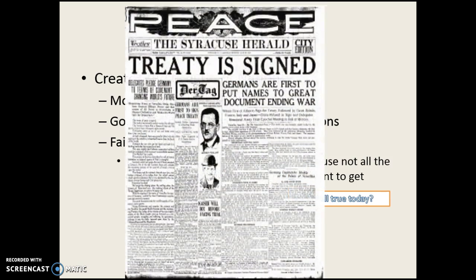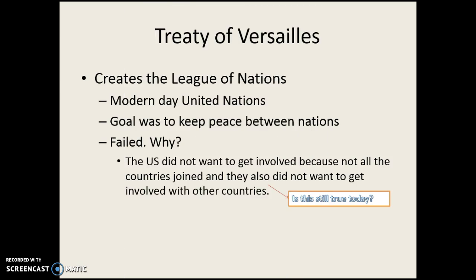And so with this Treaty of Versailles, they want to create the League of Nations, which is the modern day United Nations. Their goal was to keep peace between the nations. This is the 14th point of Woodrow Wilson's 14 points. And it failed because the U.S. didn't want to get involved in other countries, and not all the countries joined. This is America's return back to isolationism.